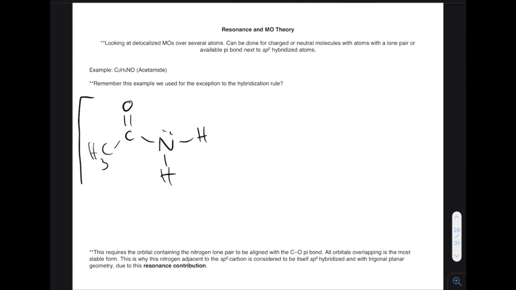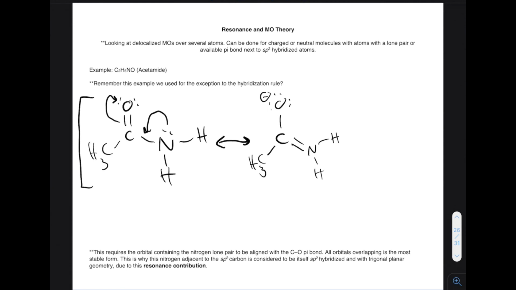So if we're going to draw the resonance structure for this, we're going to show the lone pair on the nitrogen moving to the bond between carbon and nitrogen, and the pi bond on the oxygen breaking onto the oxygen. So what do we have here? Right? So you have to make sure, because this double bond was broken onto the oxygen, it now has a formal charge of -1. And now there's a double bond between the nitrogen and the carbon, right?